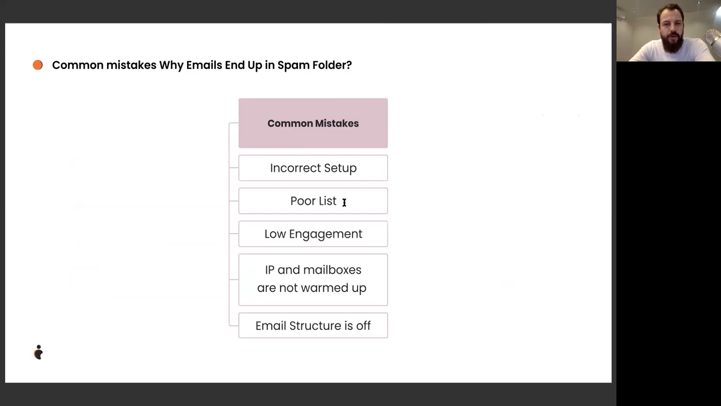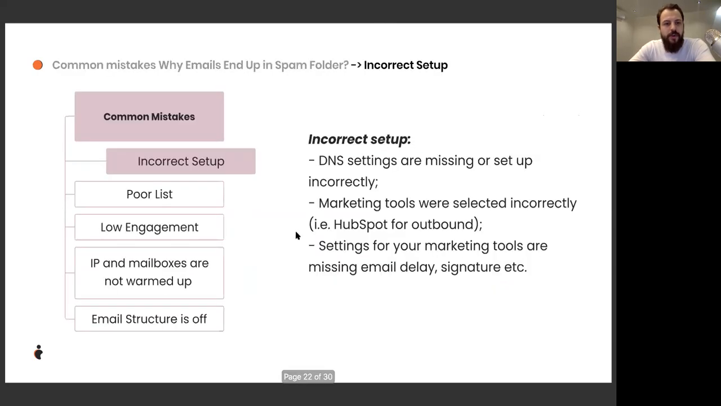Okay. All right, so common mistakes that folks have, right? Incorrect setup, poor list, low engagement, IP and mailboxes that are not warmed up, email structure or email contents that are off. So incorrect setup. What is it about the setup, right? Your DNS settings are missing or not set up or set up incorrectly. That's what I've just been talking with you about.